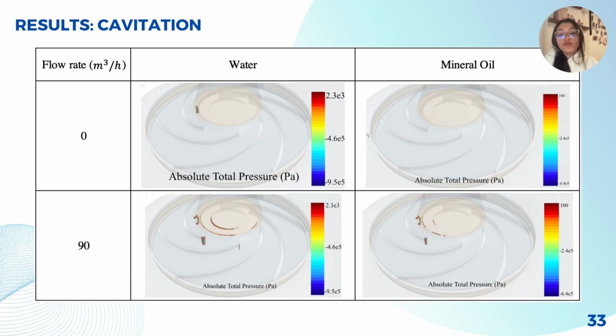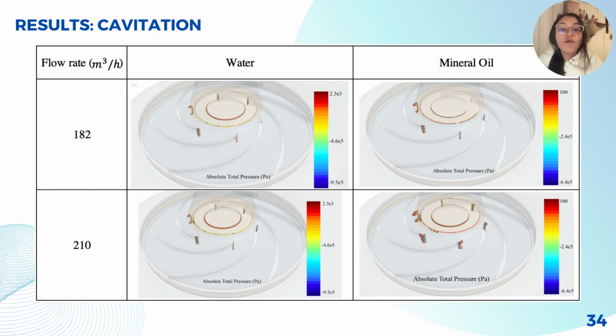Also, it is important to talk about cavitation. Cavitation is the formation of vapor bubbles in regions of low pressure and high fluid velocity and can reduce the flow performance of the pump. It can be seen in this comparison between water and mineral oil that as we increase the flow rate, the higher the flow rate, the greater the cavitation will be.